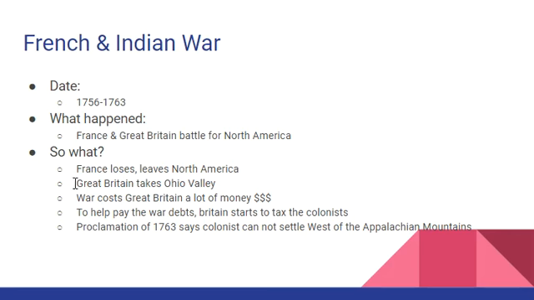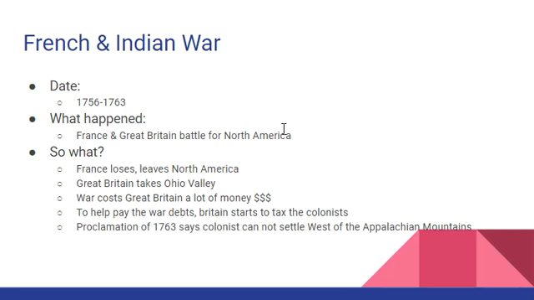Great Britain takes the Ohio Valley, but the war cost Great Britain a lot of money. And to help pay the war debts, Britain starts to tax the colonists. There's also the Proclamation of 1763 that says colonists cannot settle west of the Appalachian Mountains.